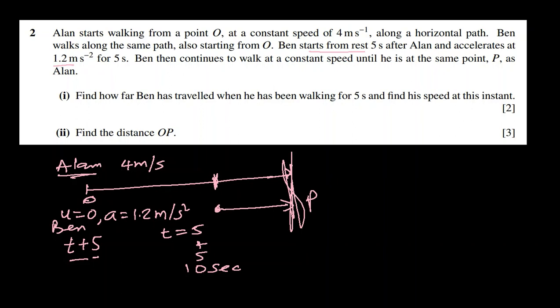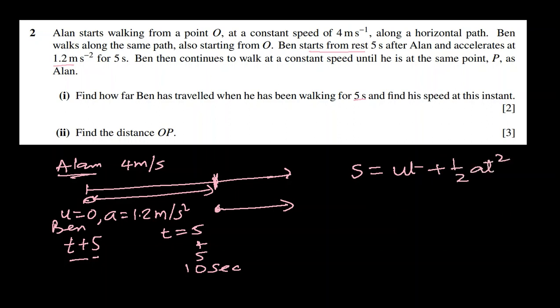All right. Find how far Ben has traveled when he has been walking for 5 seconds. So they're asking how far is this position for Ben only, okay? So we know that S is equal to UT plus half AT square. So we want to find how far. He started from rest, Ben, for 5 seconds, plus half acceleration 1.2 and t square.